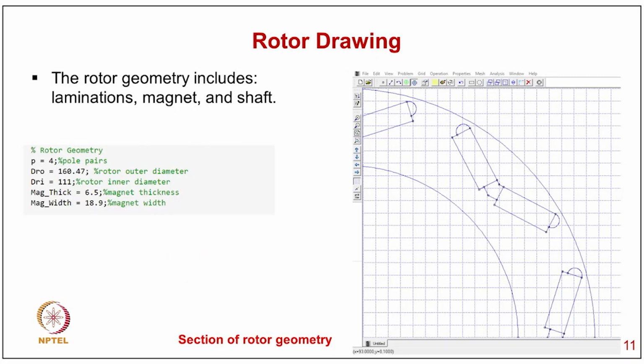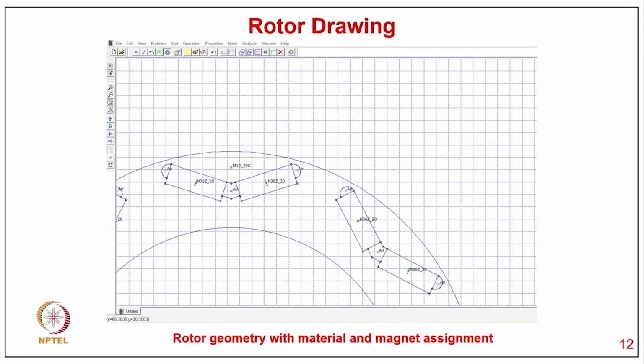The rotor geometry includes the laminations, magnet and shaft with parameters as you can see in the section of the rotor geometry, typically with the flux barrier and magnet: P equal to 4, DR equal to 160.47, DRI 111, magnet thickness 6.5 and magnet width 18.9. And this is the rotor geometry with material and magnet alignment.